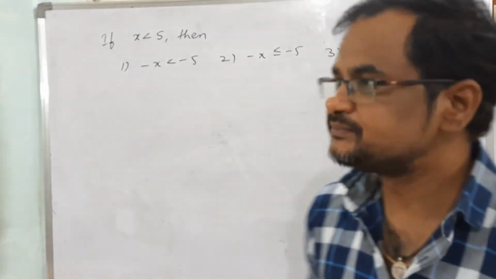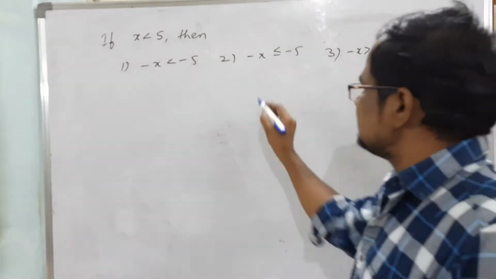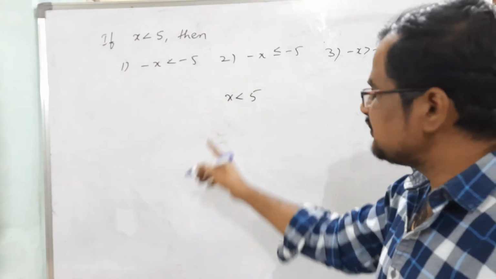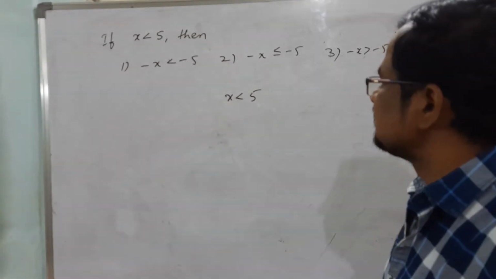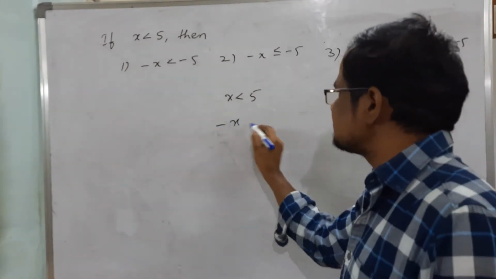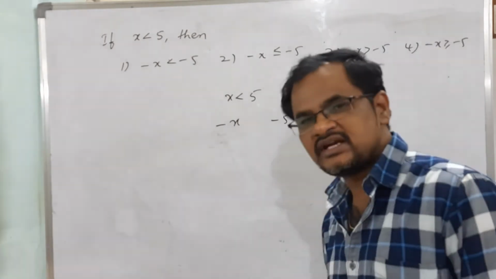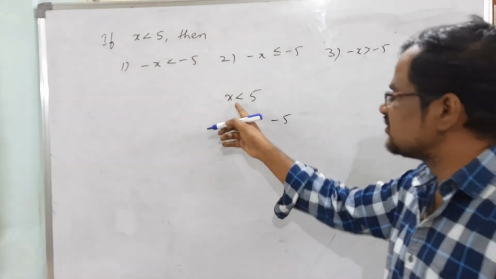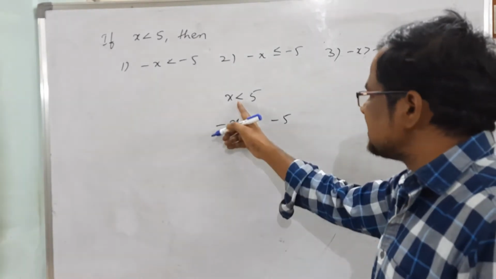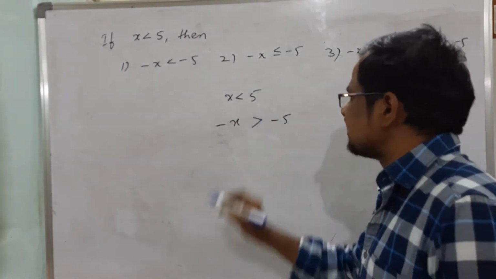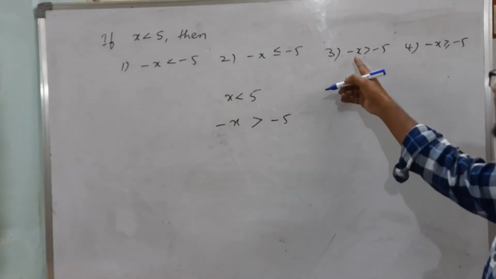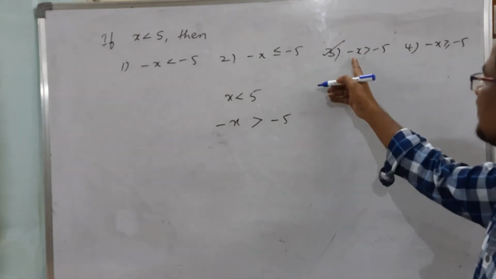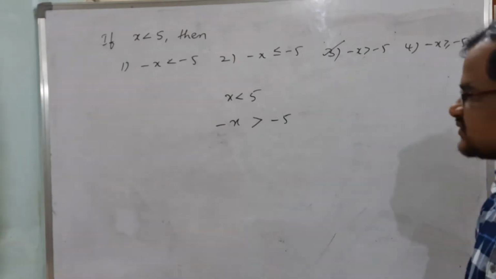How to do? See, here given x less than 5. So multiply with minus, minus x, here minus 5. But if you multiply with a negative real number, then this inequality reverses. Less than becomes what? Greater than. Now check the answer. Minus x greater than minus 5. So our answer is minus x greater than minus 5.